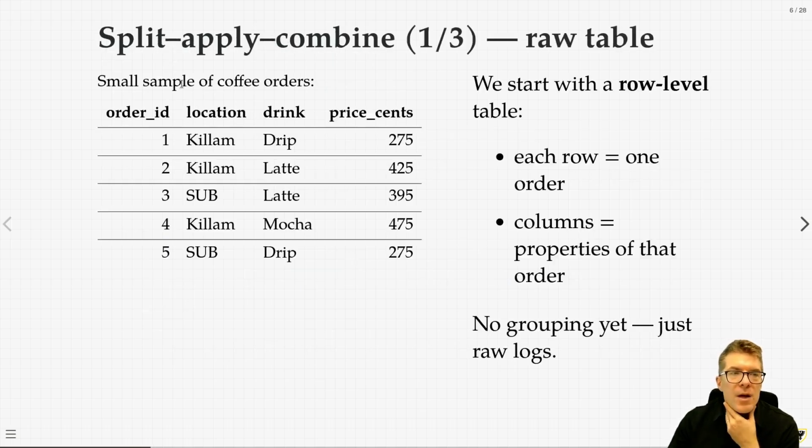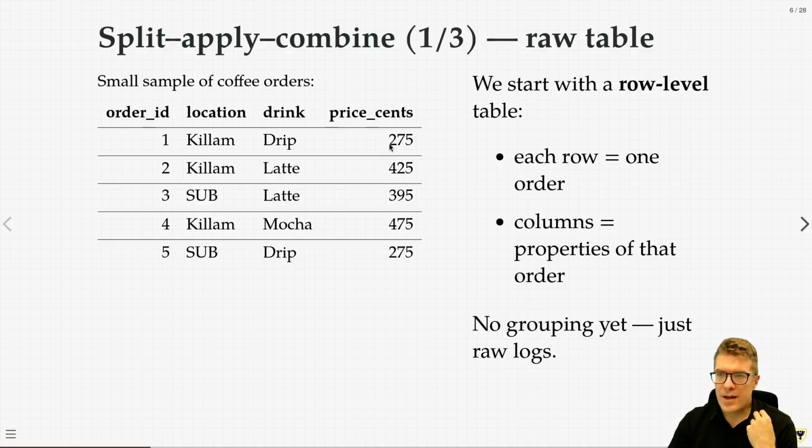So here's a small sample of coffee orders. We have 5 orders located at the Killam Library and the SUB. Sometimes people order drip coffee, sometimes lattes, mochas, and so on. And then you have the price of these drinks in cents, in Canadian cents.